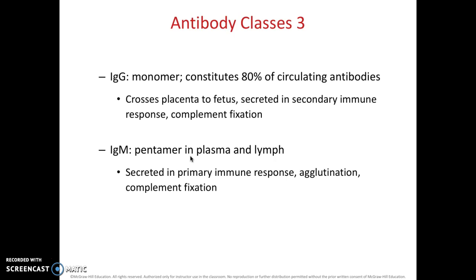IgM was that large snowflake-looking molecule. It's a pentamer, and it's found in plasma and lymph. I would say that this is the second most common antibody found within the body. It is secreted during the primary immune response, during agglutination, and again during complement fixation. So IgG and IgM are really the most important, where IgG is secreted when you see an antigen for the second time, whereas IgM is secreted in that first immune response.